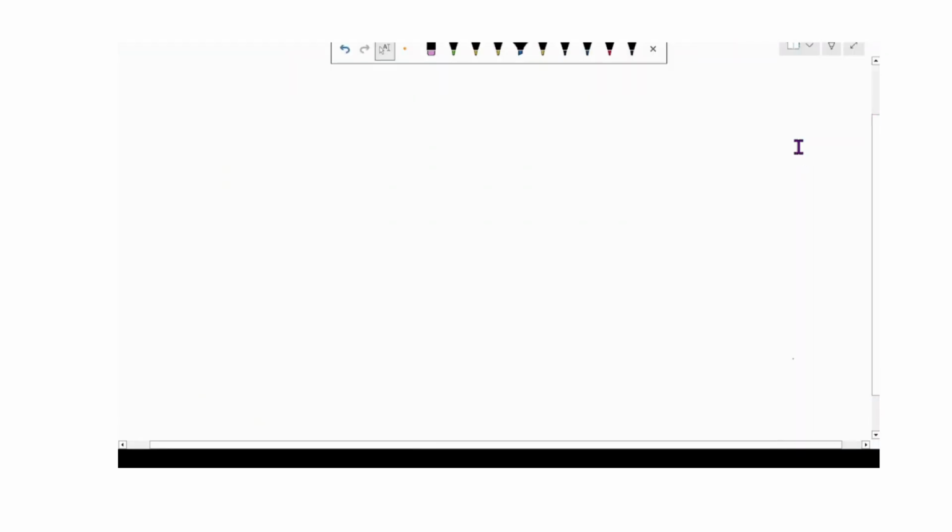Hi students, my name is Ranjith and today we'll be discussing the trigonometry table. How to memorize the entire trigonometry values in just 10 minutes.